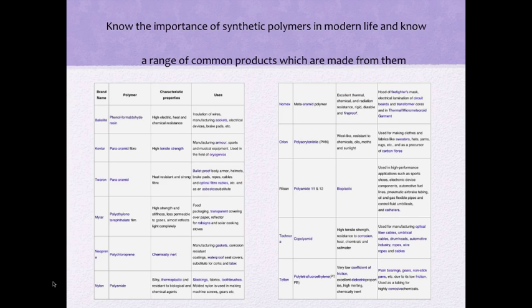Know the importance of synthetic polymers in modern life and know a range of common products which are made from them. This is only a small number of the many kinds of synthetic polymers. I've talked about Kevlar, I've talked about Bakelite, but there are many, many more. We talked about last year Teflon, using a halogen as part of the polymer. But you can see there's neoprene.